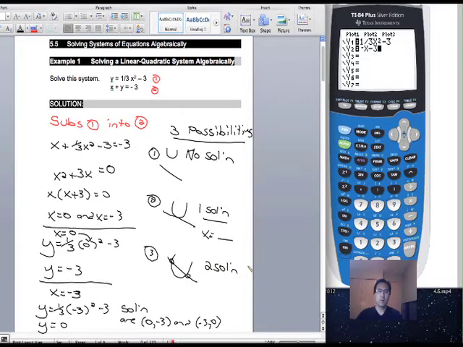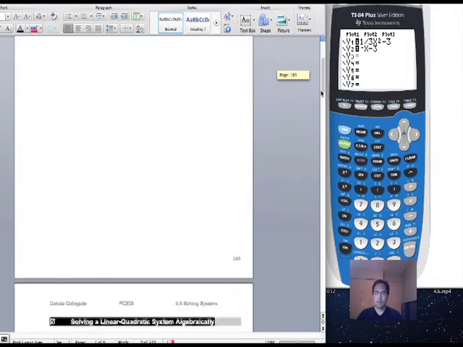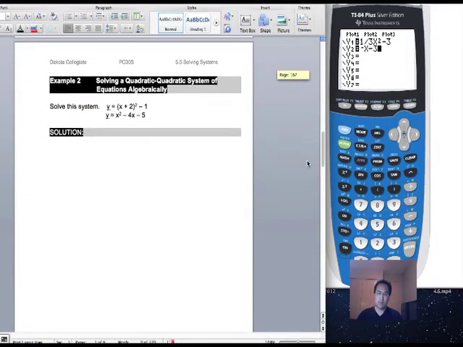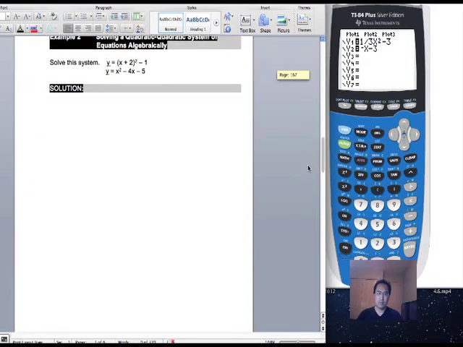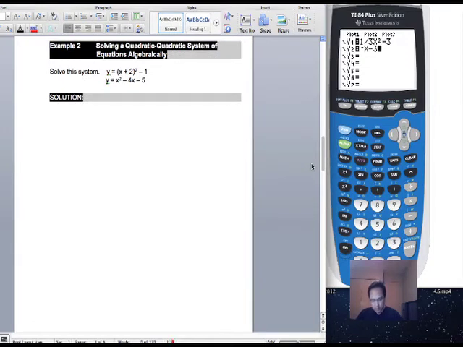Okay, so let's go for 166 and try that. Just a reminder, I've said this so many times, you guys are probably tired of me saying it, but all the full solutions for the examples are in your workbook. Alright, so this is now a quadratic problem. y is equal to (x plus 2) squared minus 1, and y equals x squared minus 4x minus 5. So these are 2 quadratics. Now there's 4 possibilities happening here.